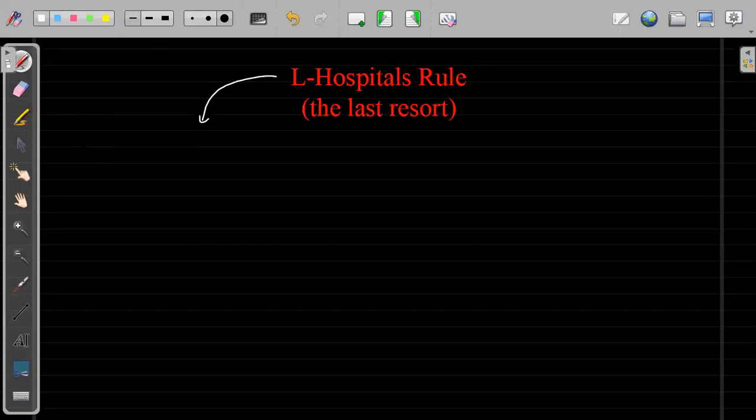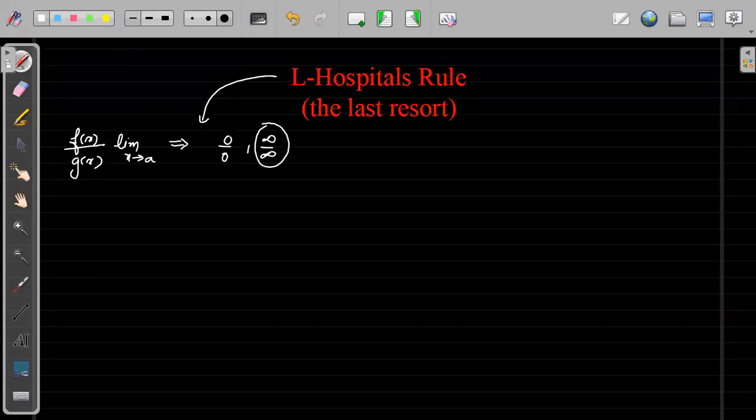Suppose we have f of x upon g of x, the limit of x tending to a. Whenever this function at x equals a is either 0 by 0 or infinity by infinity form. We know the infinity by infinity form is derived from the 0 by 0 form. So how do we say that by differentiating we can find the limits?